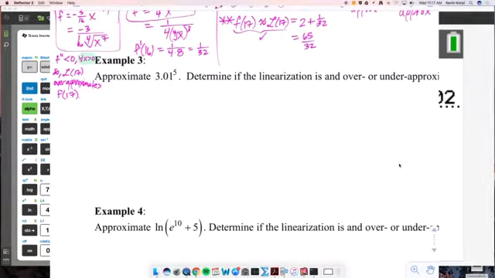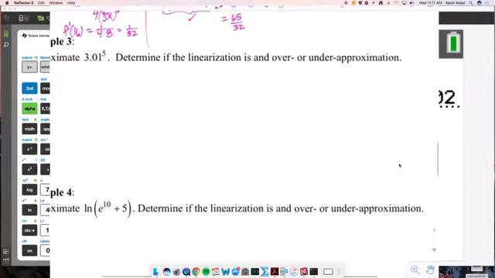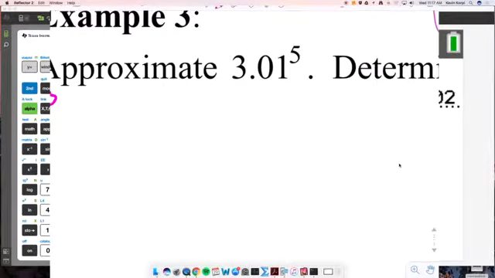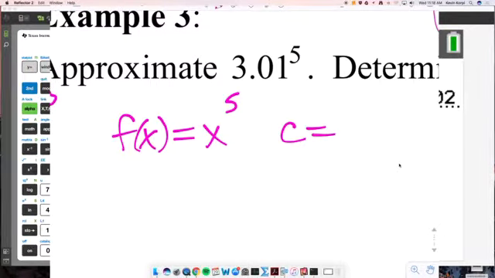All right, so here we go. Approximate 3.01 to the fifth. Determine if the linearization approximation is over or under. So in this case, I'm not quite sure what it is, but we can call the function x to the fifth, and then we can choose as our center, I'm going to call the center C, of approximation to be what? What's the closest number to 3.01 that you actually know the value of to the fifth power?